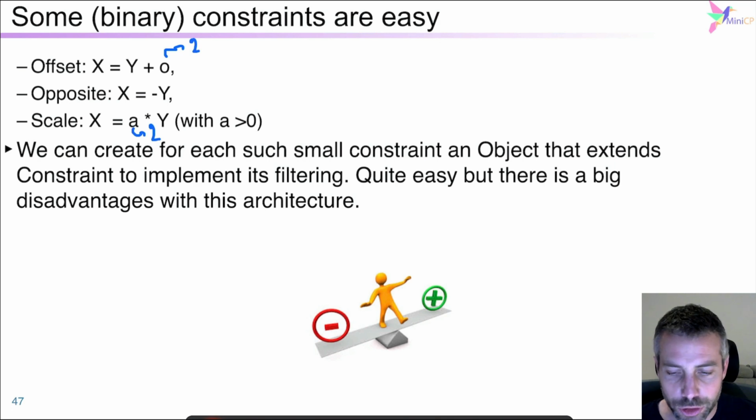For this very small constraint, what can we do? Of course, one possibility is to extend the constraint interface or the abstract class and implement the propagate method, the propagate filtering algorithm for this small constraint. That's quite easy, but there is a big disadvantage with such an architecture of implementing such small constraints and letting them propagate through the fixed point.